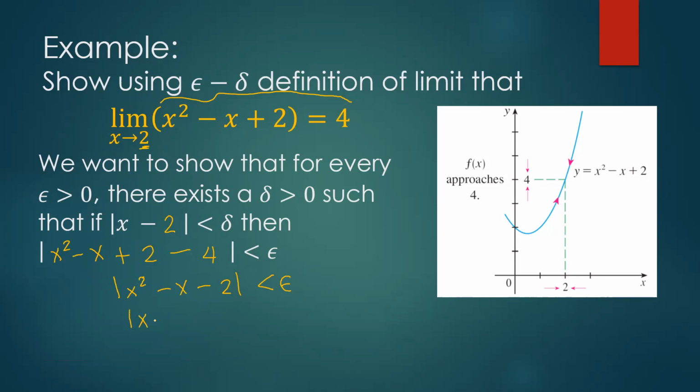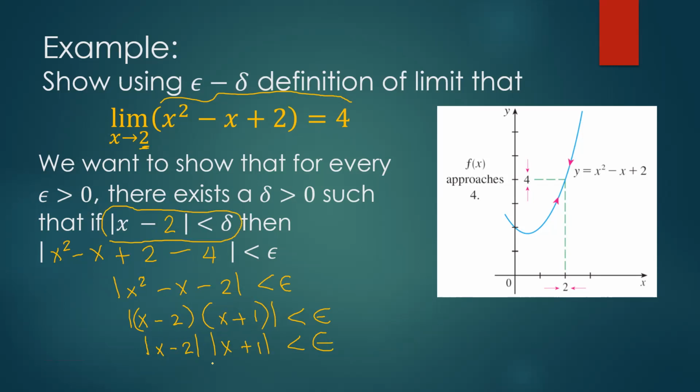So, we can factor this. That will become x minus 2, x plus 1, or x plus 1, x minus 2. So, prerequisite knowledge dito, as you know, is factoring, no? And you are also using the properties of absolute value. So, pwede nating paghiwalayin to as absolute value of x minus 2 times absolute value of x plus 1. Okay. Now, ito x minus 2 less than epsilon, less than delta.